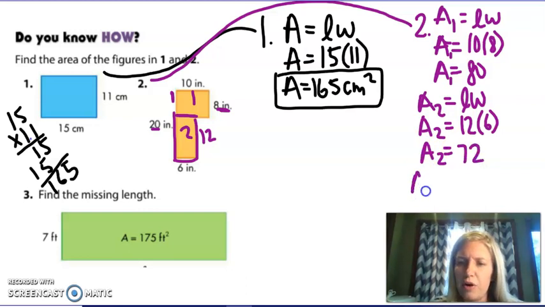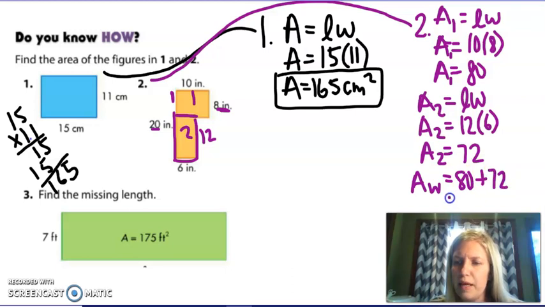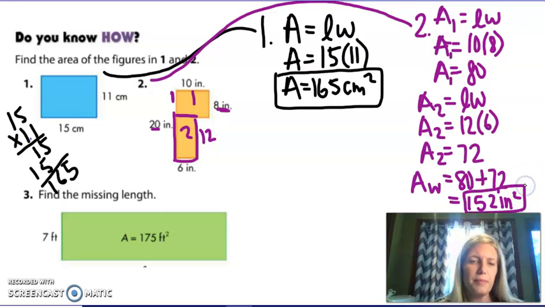Okay, so the area of the whole thing, A of W, I just add 80 and 72. And I get 152 inches squared. So I always put my units in there. Make sure I do that at the end.